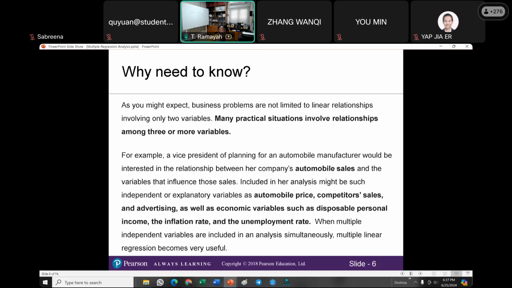Here we have another situation. We can also look at what factors influence automobile sales. If you look at the literature and the theory, they will tell you the price of the car, competitor sales and advertising, and also economic variables like disposable personal income, inflation rate, and unemployment rate. Here we have multiple predictors, or multiple independent variables. Then your analysis becomes multiple linear regression.